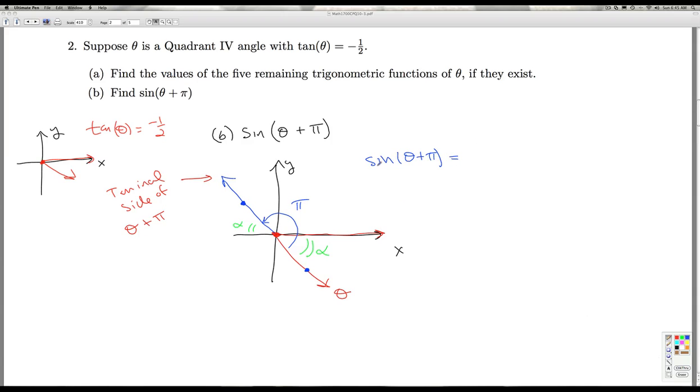So that means that the sine of this guy is the exact opposite of the sine of theta. We worked the sine of theta out to be negative square root 5 over 5, and so we get the sine of theta plus pi is positive square root 5 over 5. All right? So without even knowing theta, I know what the sine of theta plus pi is just using geometry. That'll do it for part B.